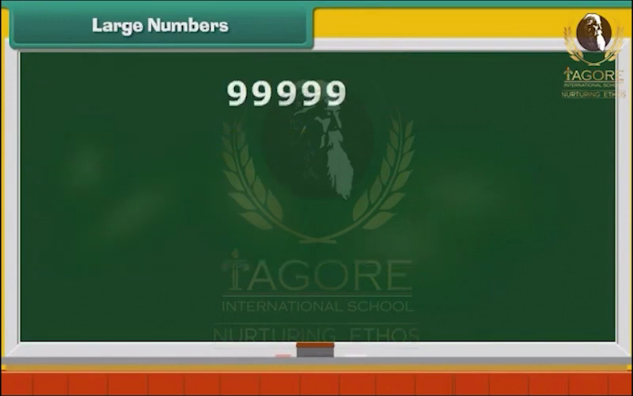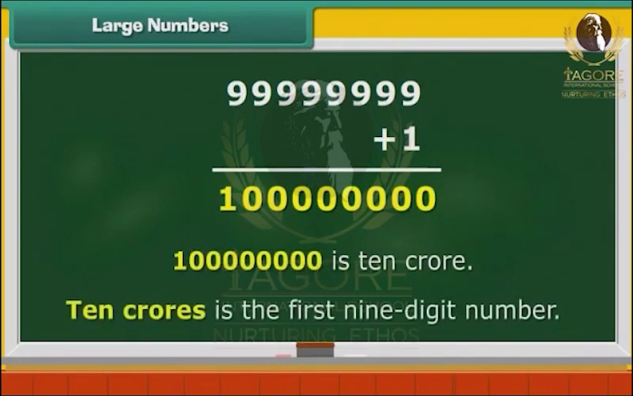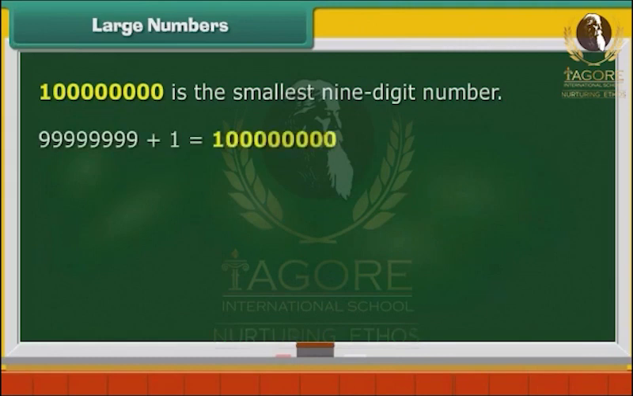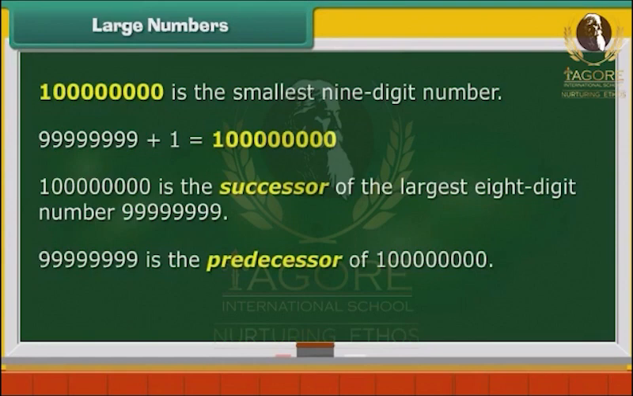The largest 8-digit number has 8 nines in it. Add 1 to it. What do you get? 1 followed by 8 zeros. This number is known as 10 crores. It is the first 9-digit number. 10 crores is the smallest 9-digit number. It is 1 more than the largest 8-digit number. Therefore, 10 crores is the successor of the largest 8-digit number. In other words, the largest 8-digit number is the predecessor of the smallest 9-digit number.